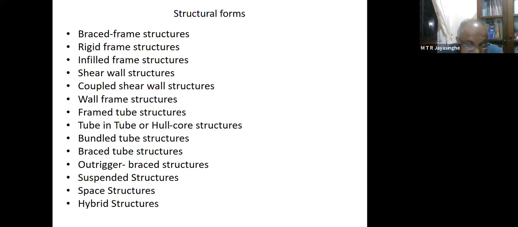And then people went further and developed two tubes rather than one tube. Then they went even further. They started combining four tubes or nine tubes together. And if you look at the Sears Tower, it's a nine-tube structure. It has nine tubes. And the Sears Tower was one of the tallest buildings and it dominated the skyline for a long period of time.